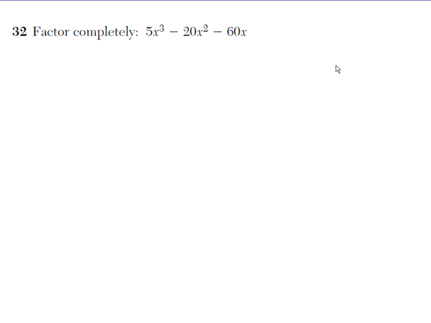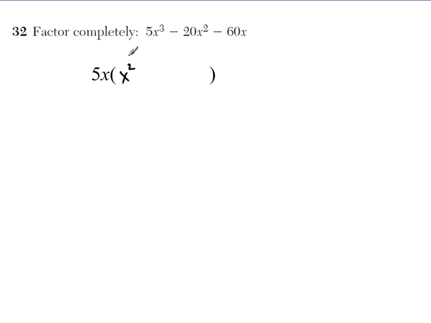We factor out an x because x is the greatest common factor of x to the third, x squared, and x. So let's factor out a 5x. Okay, now the next step is, what do I have to multiply 5x by to get 5x to the third? I have to multiply 5x by x squared, and I get 5x to the third. So, you know, this is like the reverse of multiplication.